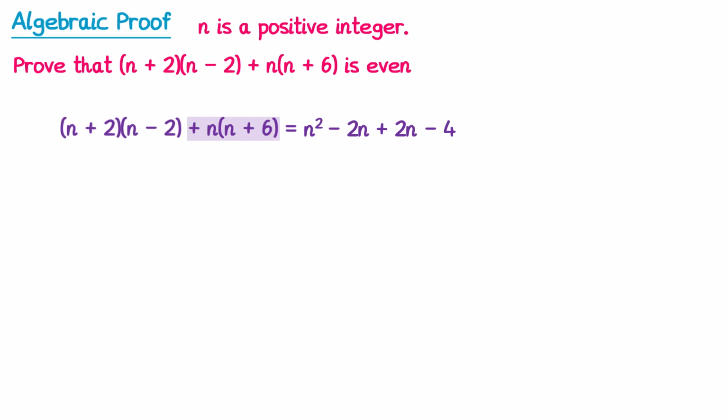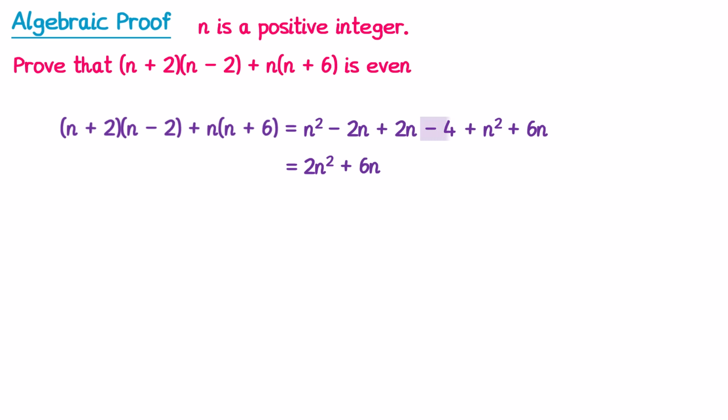Then for this bracket, we have n times n, which is n squared, and n times 6, which is 6n. Then if we do some simplifying, we have n squared plus n squared, which is 2n squared. We have negative 2n plus 2n, which would be 0, and then plus 6n, so just plus 6n.